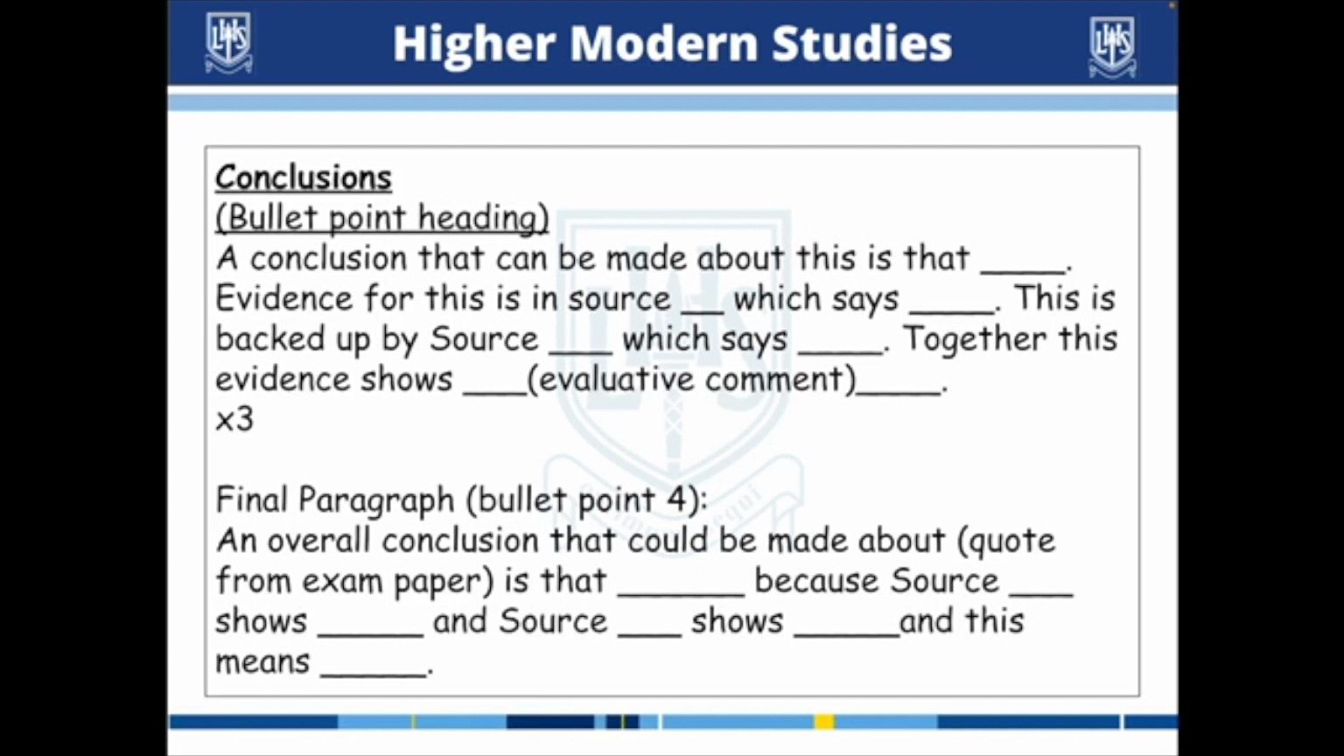And then we make a final overall paragraph, so a complete conclusion. The exam paper will tell you what that needs to be on, but it's usually on whatever the overarching topic is. So the overarching topic might be Scotland or places in Scotland. So a final conclusion that can be made about places in Scotland is that Scotland has a variety of places, because source A shows that Scotland has multiple different cities all over the country, and source B shows that Scotland has many lochs and mountains. This means overall Scotland has a range of different locations.